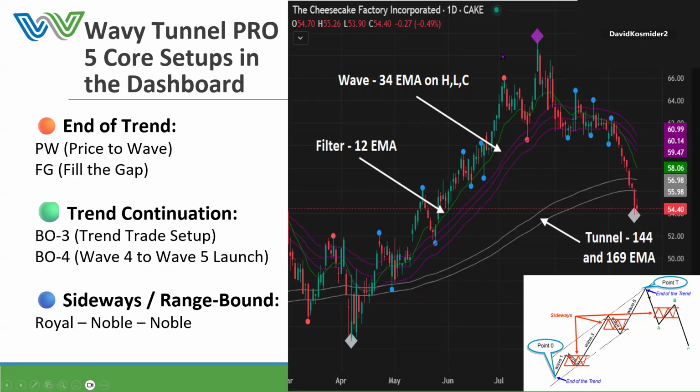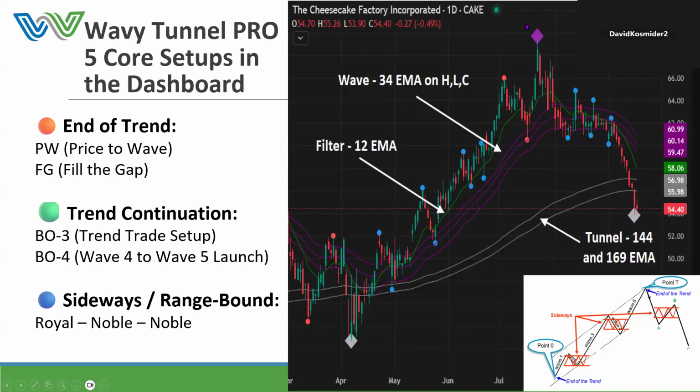And this chart is from the dashboard. Beautiful charts from the dashboard, and I'm going to show you the dashboard as well, and we can look for other setups. But these are the 5 core Wavy Tunnel Pro setups in the dashboard. So let's discuss them and see how you read the market cycle together.